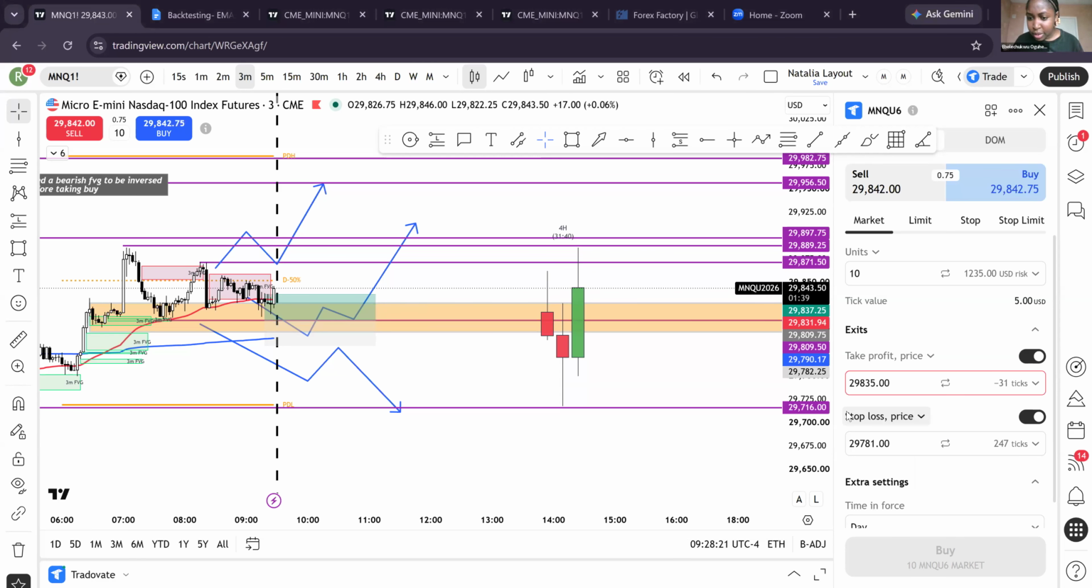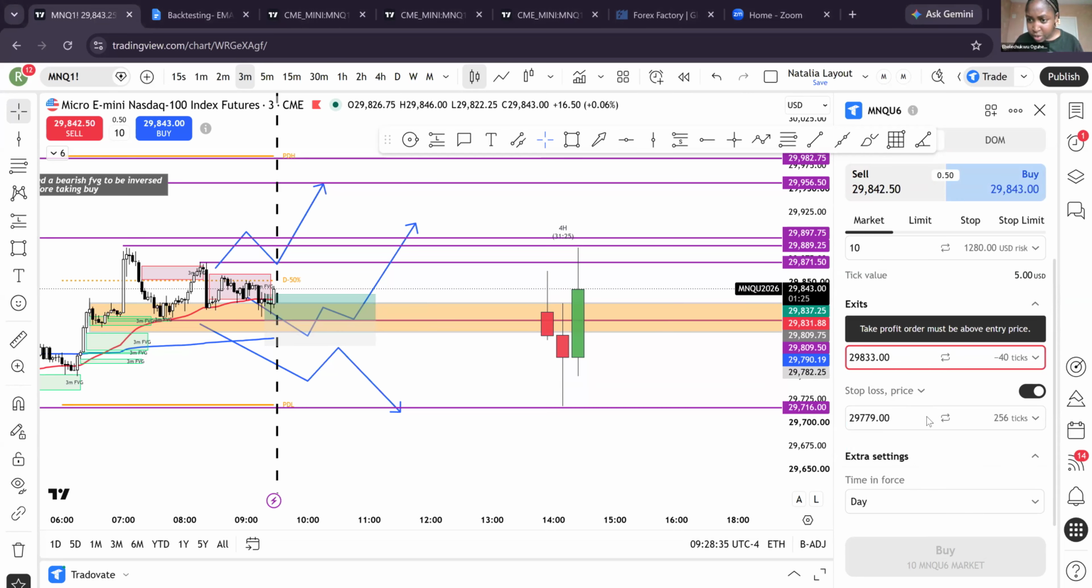What is this? This is sell stop loss price. Is there a way to reset this? What's going on, Lord? What is going on?